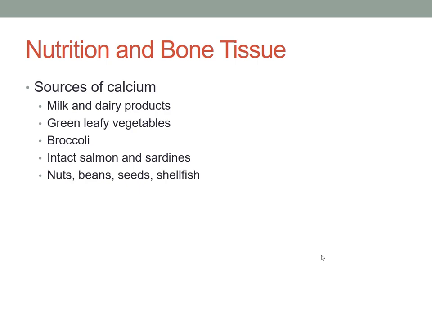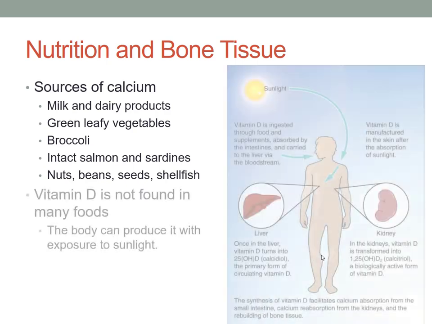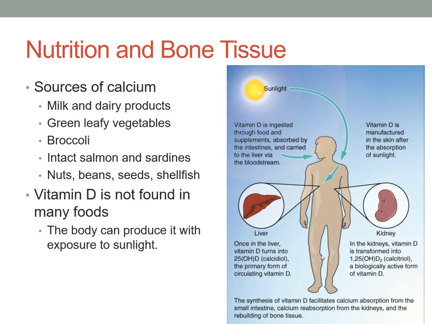So it is important to remember that calcium is not made within our body, only what we take in through foods or dietary supplements is what we have. Also, vitamin D is not found in many foods. The body can produce it with exposure to sunlight. So this diagram is also in your book. It shows you what goes into producing vitamin D from sunlight.